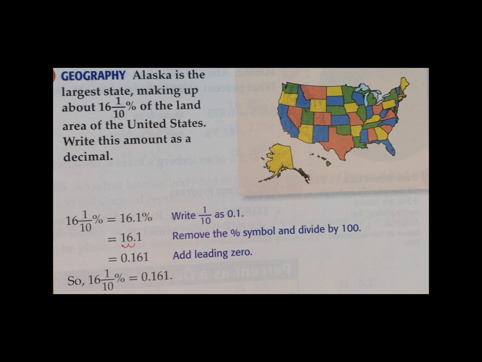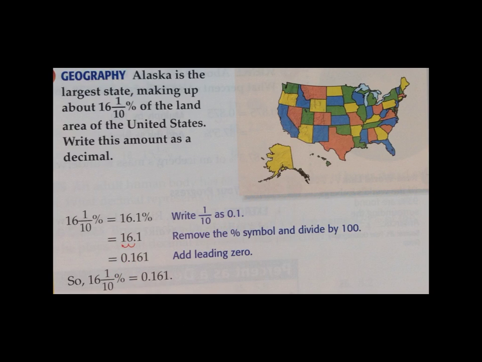Here's a word problem example of that. It says Alaska is the largest state, making up about 16 1/10% of the land area of the U.S. Write this amount as a decimal. So you can see they took the percentage here, 16 1/10%, and wrote 1/10 as a decimal. So it's 16.1%. Now we want to get rid of the percent, so we divide by 100. To do that, you move the decimal 2 places to the left, and so we get 161 thousandths as a decimal there.